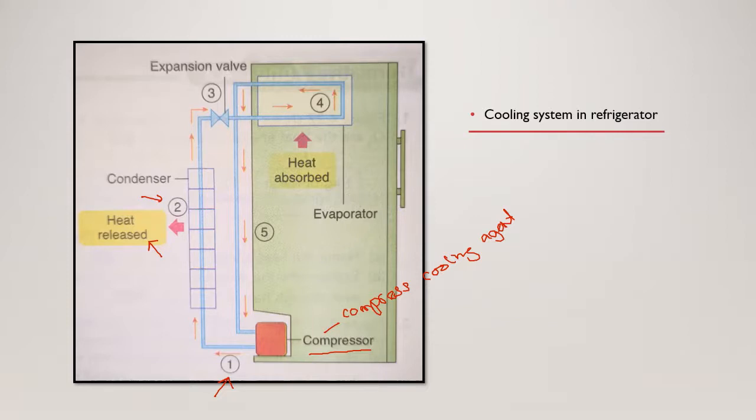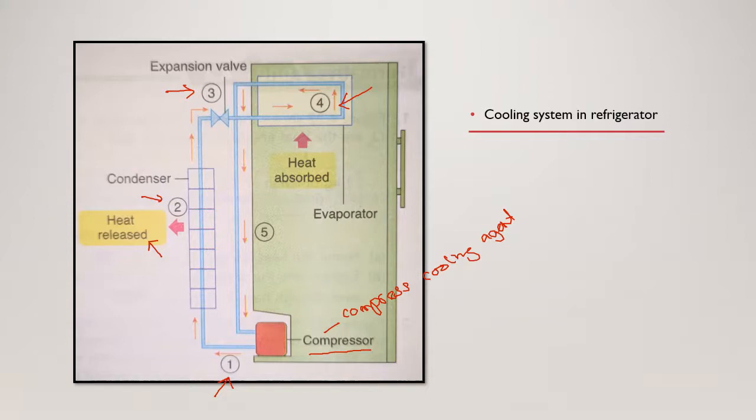Okay, now we go to section number 3, expansion valve. The cooling agent, ini liquid pula di sini, flows through the expansion valve. Dia akan melalui valve, valve injak, injak di sini. Dia akan lalu injak dekat sini. Then the liquid akan move to section number 4.